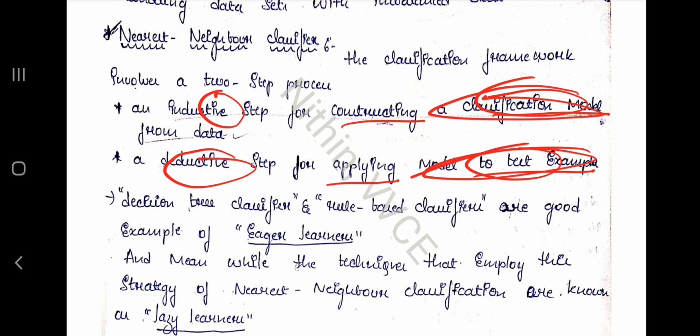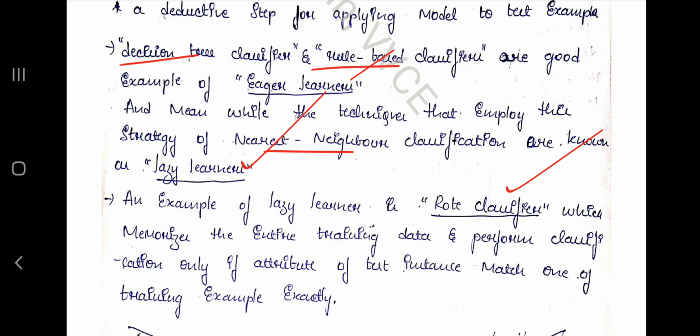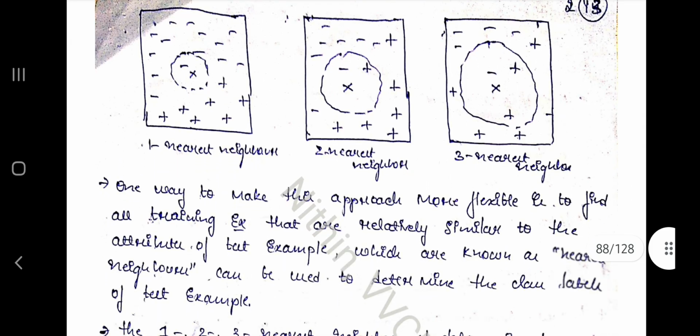Then you have a few types of learners: the eager learner, the lazy learner, and the rote classifier. Nearest neighbor is a lazy learner. The rote classifier memorizes the entire training data set and then does the classification. Those are the different types of learners.